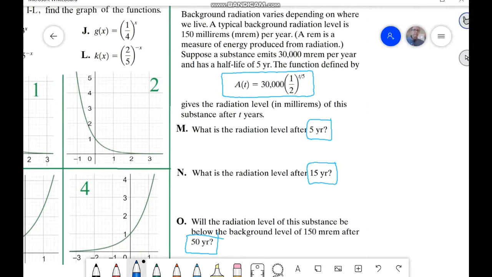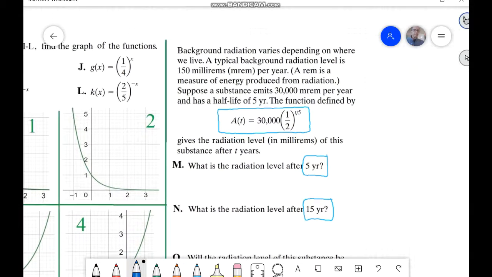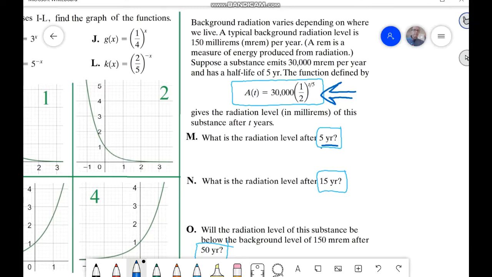For letters M, N, and O, as I suggested, don't focus a lot on this paragraph. Maybe you can even skip it, because there's a story about background radiation, and you're going to be scared and think this question is too hard, and it's not, it's easy. You just have to apply the function, and plug the times into the function and find the results.